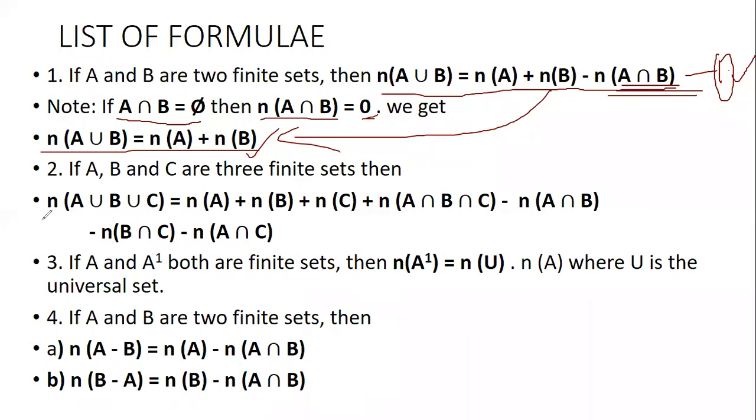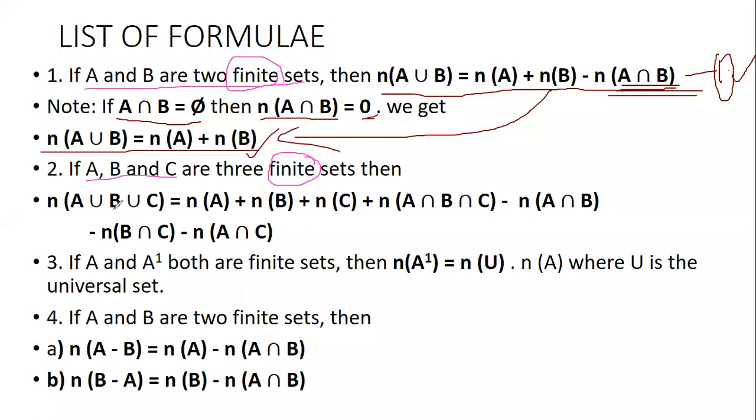Now the next formula is for 3 sets. First we had only A and B as 2 finite sets. Please understand, it says finite. Finite means you will have countable numbers. Now here A, B, C are 3 finite sets, again countable numbers. So what is the formula? We have A, B and C, 3 sets.